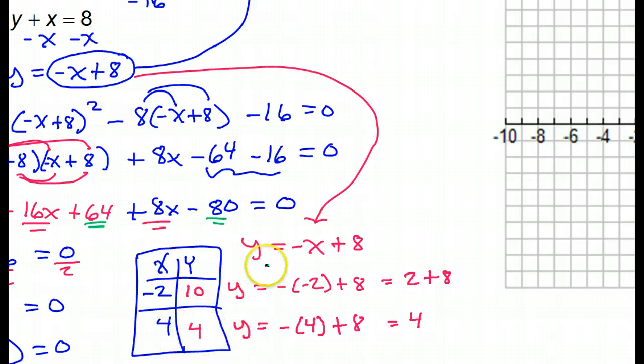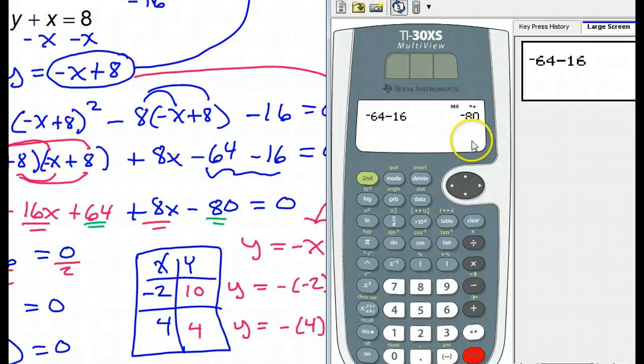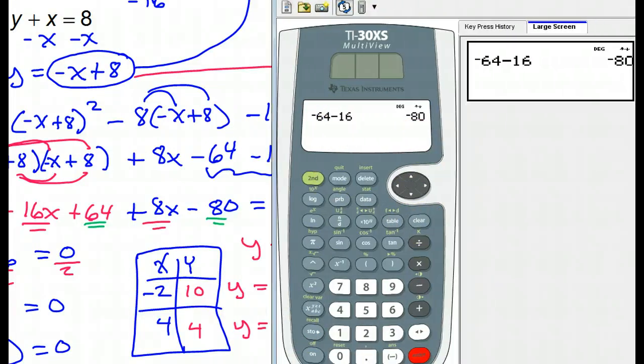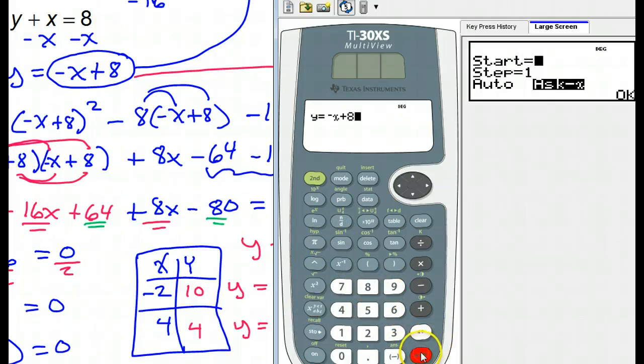So we have that. If you are really bad at arithmetic, and if there's a chance you would have done this wrong, especially the minus negative 2, or maybe even the negative 4 plus 8, then an option for you is using the table function on the calculator. Most of you should not need this, but I feel like I should show it to you anyway. The linear equation was y equals negative x plus 8, so you could type that in, negative x plus 8.